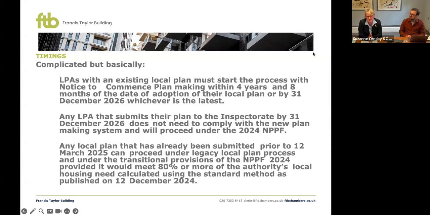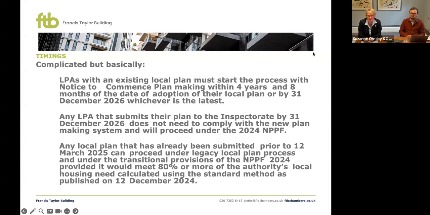Any local authority that submits their plan to the Inspectorate by the 31st of December of this year does not need to comply with the new local plan system and can proceed under 2024. So any legacy plans which can be submitted to the Planning Inspectorate or Secretary of State by December 2026 will be able to proceed under the new 2024 NPPF.